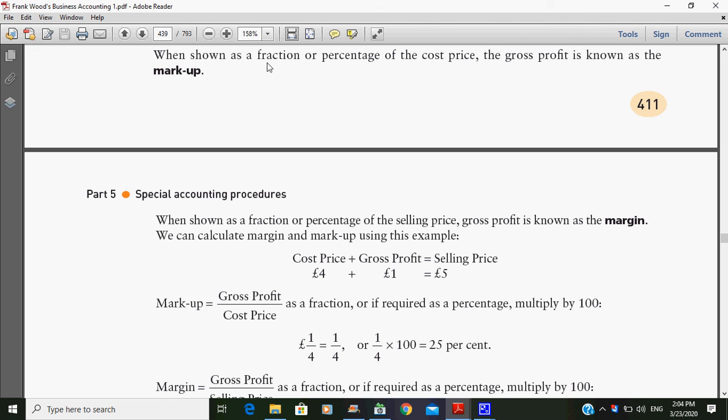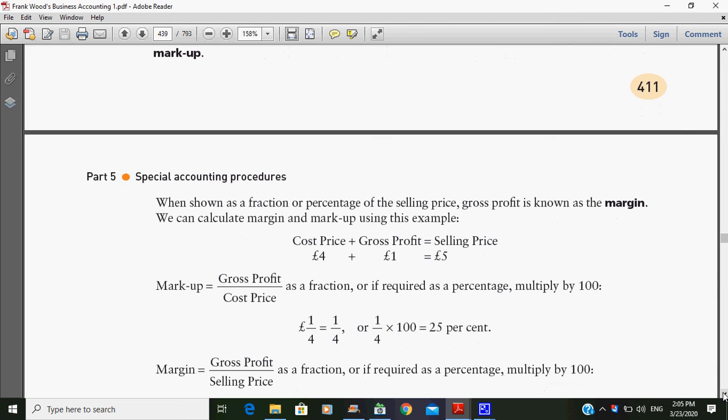When shown as a fraction or percentage of cost price, and cost price in this case means cost of goods sold, the gross profit is known as what? Markup. Alright? We can calculate margin and markup using this example. Cost price $4 plus gross profit $1 equal to what? $5 selling price. The markup would equal, in this case, gross profit divided by cost price as a fraction, or if required as a percentage, multiplied by what? 100. So 1 divided by 4 gives you 25%.